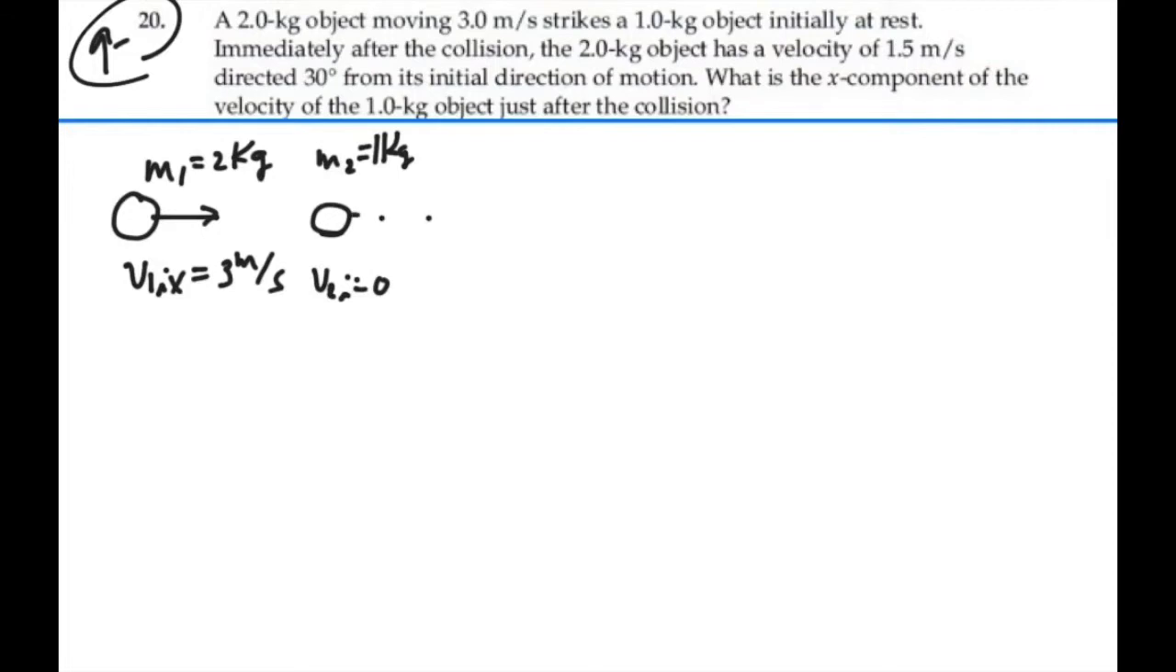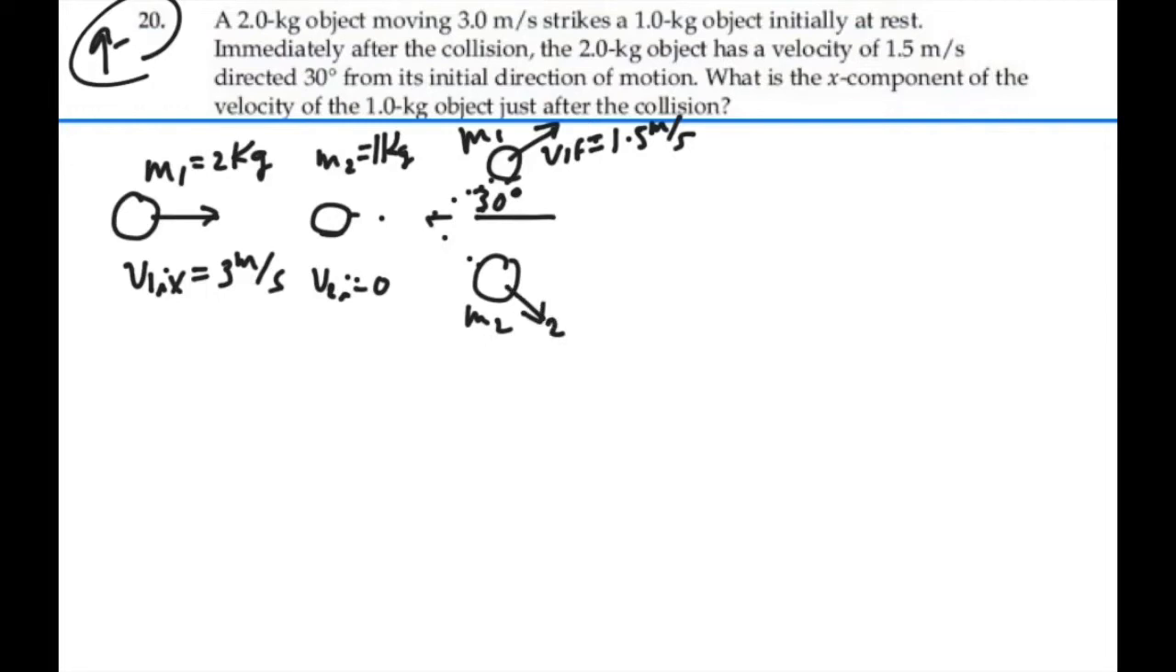After the collision, we are going to have the first mass moving at 30 degrees from its initial line of action. So we have a 30-degree angle here, moving with a final speed, v1 final, of 1.5 meters per second. And we don't know the angle on the other one. So this is mass 1 up here. Here's mass 2 down here. And V2 final, we don't know.